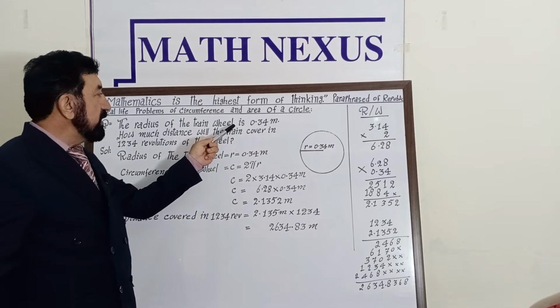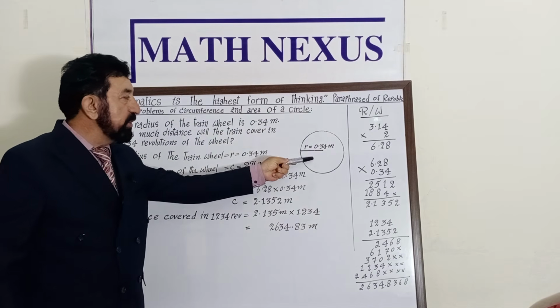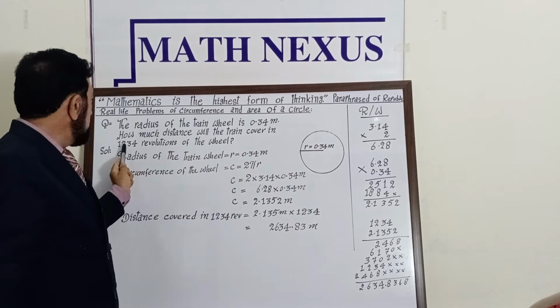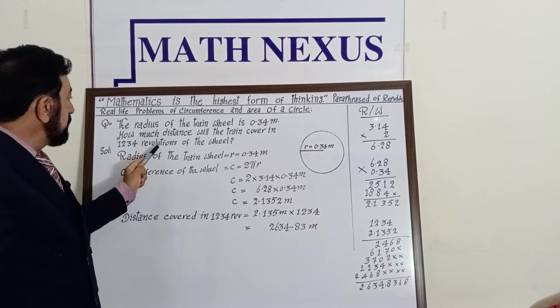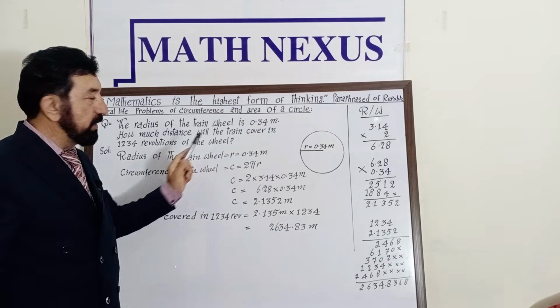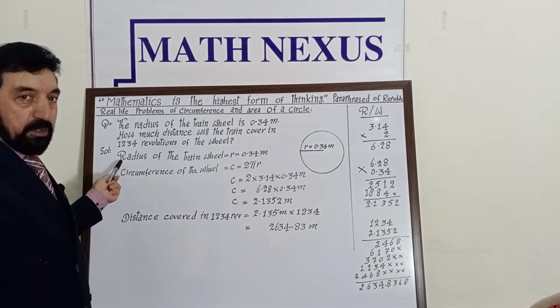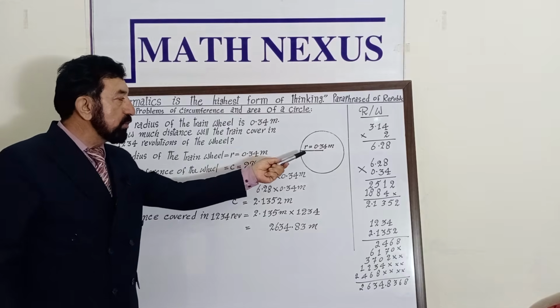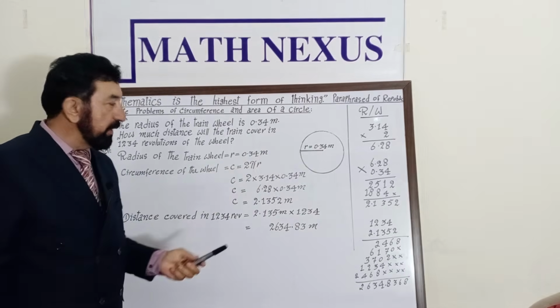The radius of the train wheel is 0.34 meter. How much distance will the train cover in 1234 revolutions of the wheel? Solution of the question: radius of the train wheel is r equal to 0.34 meter, already given.